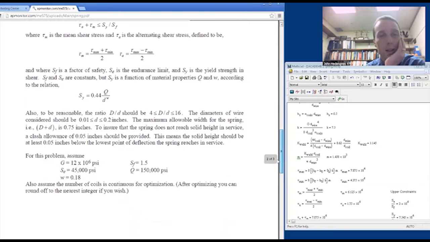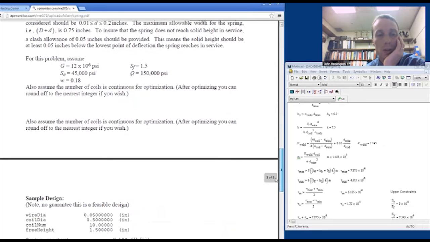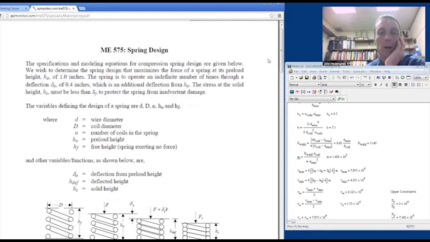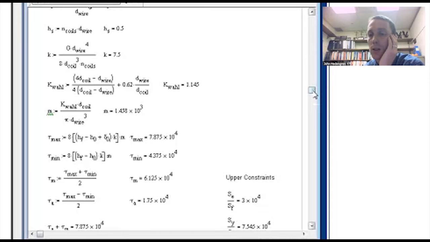Does anybody remember where that was? There's also a maximum constraint. For what? For the stress. There's a constraint right in the first paragraph, the last line. Yeah. Oh, that's where it was. Okay, the stress at the solid height, HS, must be less than SY to protect the spring from inadvertent damage. Okay, so that's where that one is going to come in. So that's going to be a constraint that's going to be further on down.